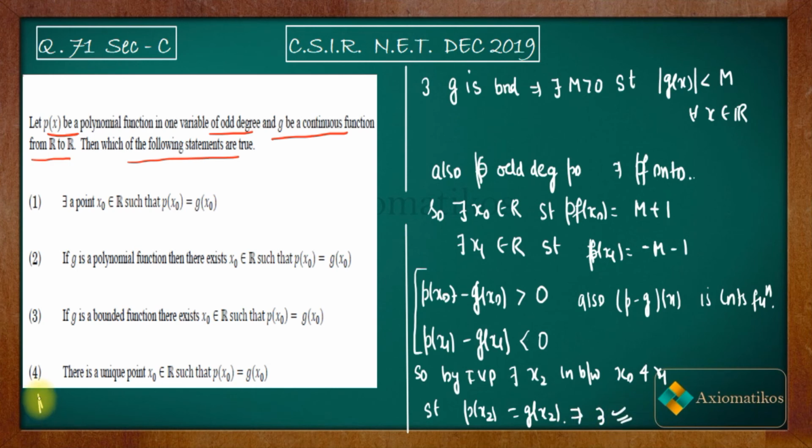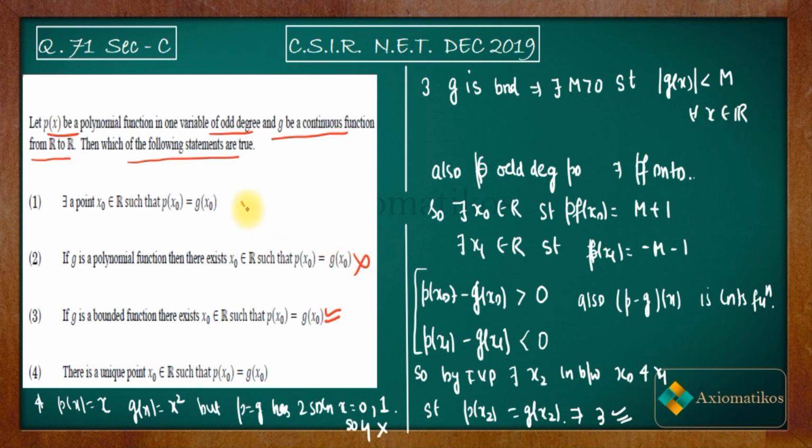Option 4 is saying that there is a unique point x0 belongs to R such that P(x0) equal to g(x0). Now take P(x) equal to x and g(x) equal to x. Here g is a continuous function, P is a polynomial of odd degree, but P equal to g has infinitely many solutions. So option 4 is incorrect. So the only true statement is option 3. Options A, B and D are false statements.